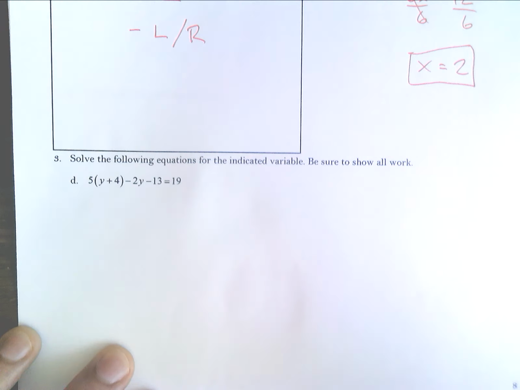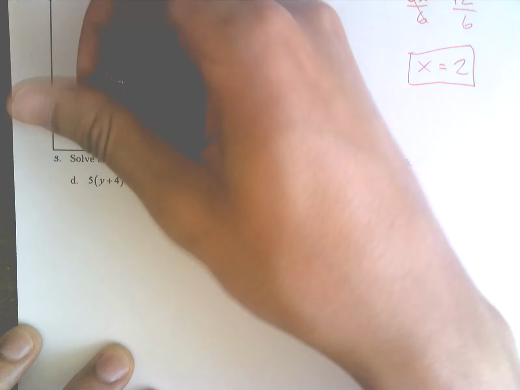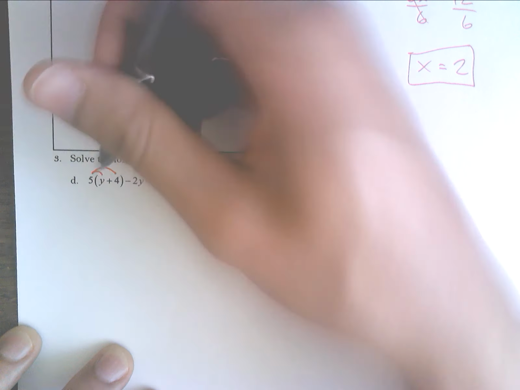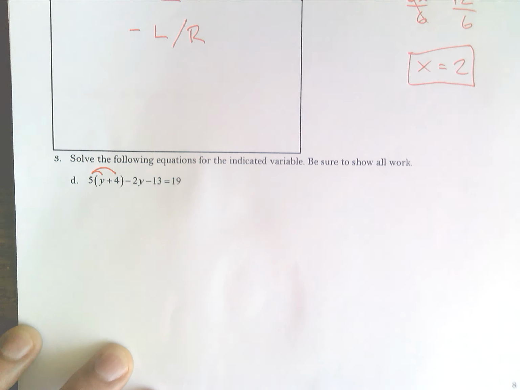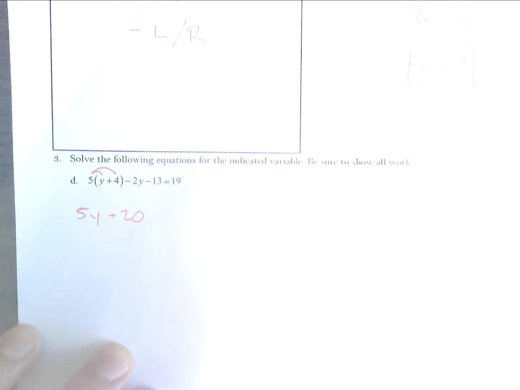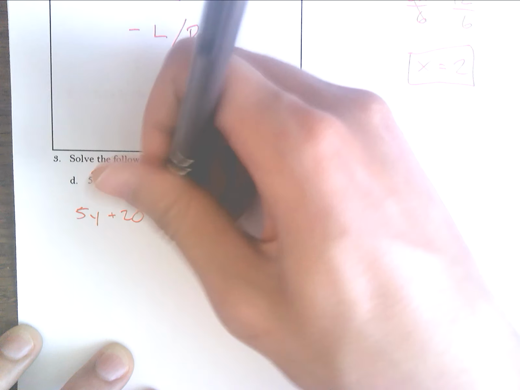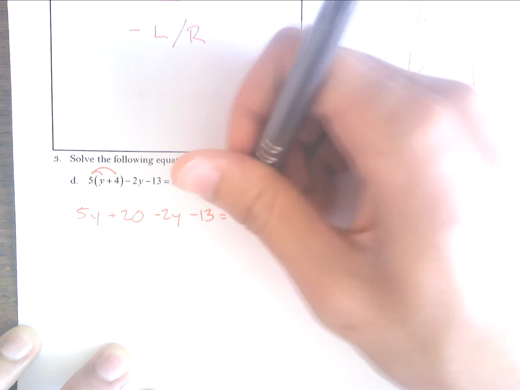So here, the first step here is to distribute. I see we've got that grouping again in the parentheses. The first thing that we want to do is distribute. So we're going to multiply that 5 by every term on the inside. So we have 5 times y is 5y. And then 5 times a plus 4 gives us plus 20. 5 times 4. And then we'll bring down the rest. So minus 2y minus 13 equals 19.